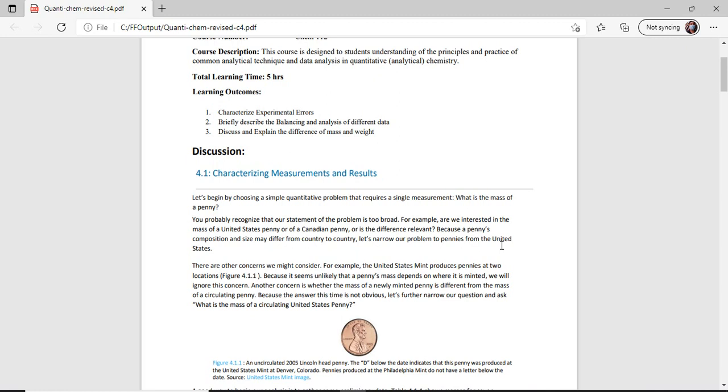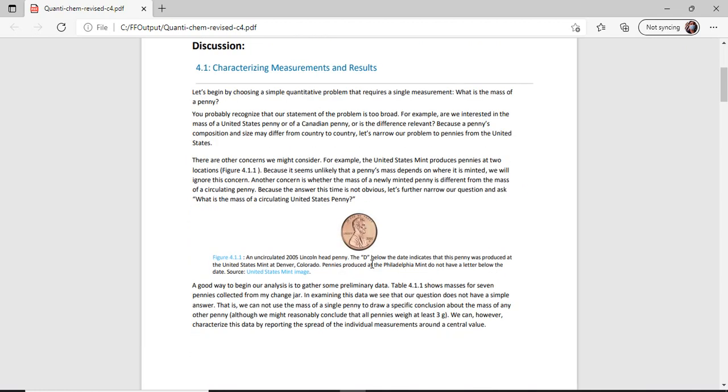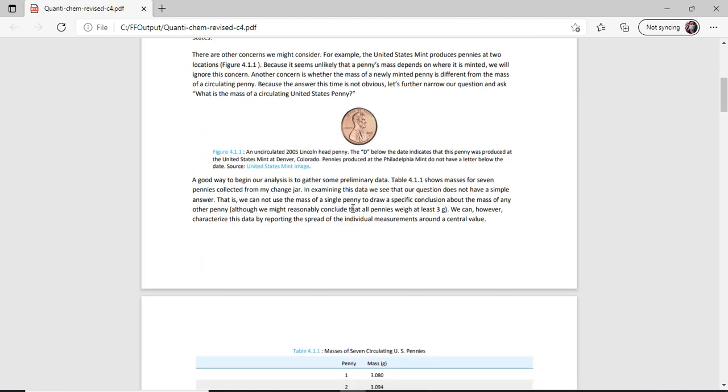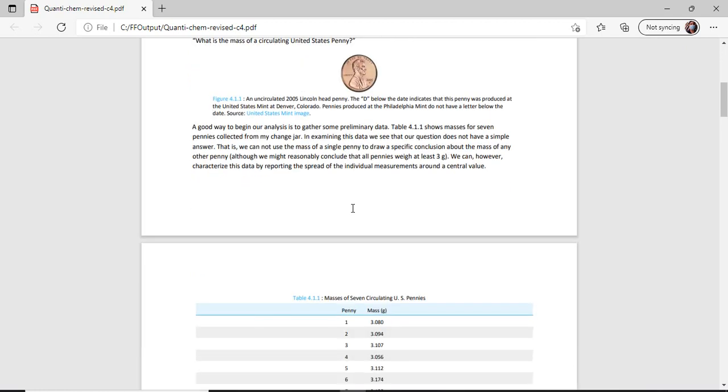So let us narrow our problem to pennies halin lang sa US. Or for here's example sa Pilipinas, we will be using for example a 1 peso nga coin. So we will be collecting around, kung dili nga example, it used around 7 nga US penny. So what is the mass of the circulating US state penny? Here a picture of a US state penny. A good way to begin with your analysis is to gather some preliminary data. Okay, shows the mass of 7 pennies collected from a change jar.